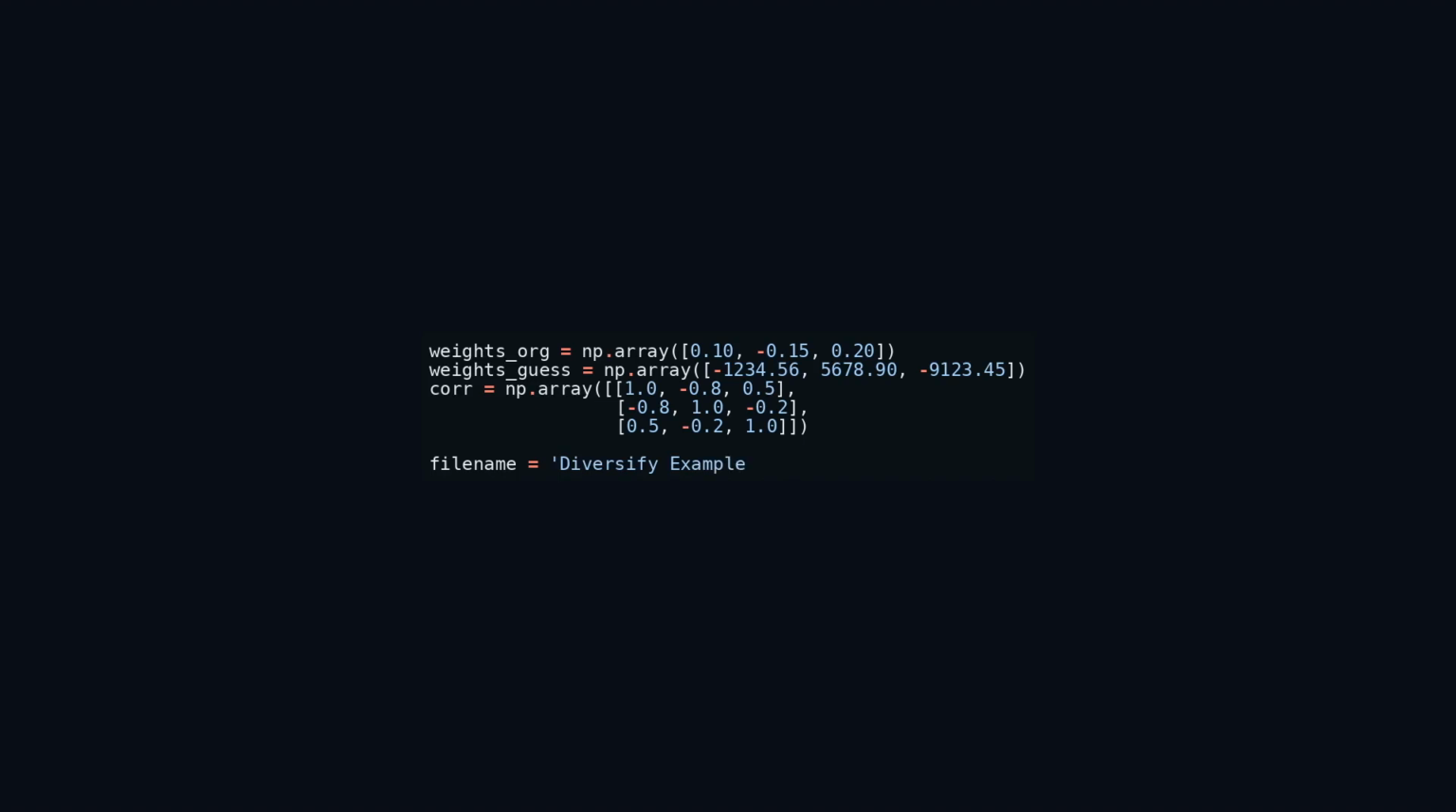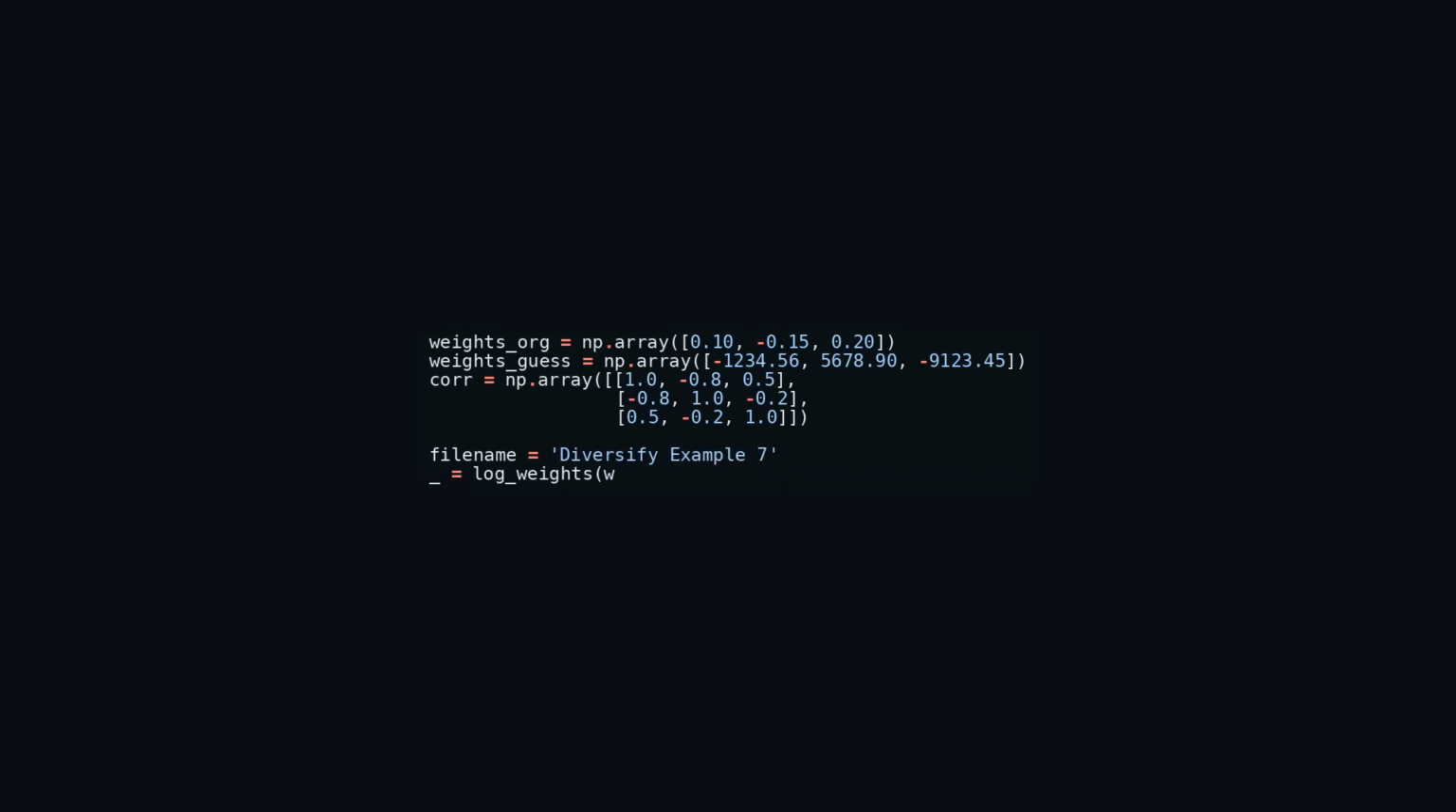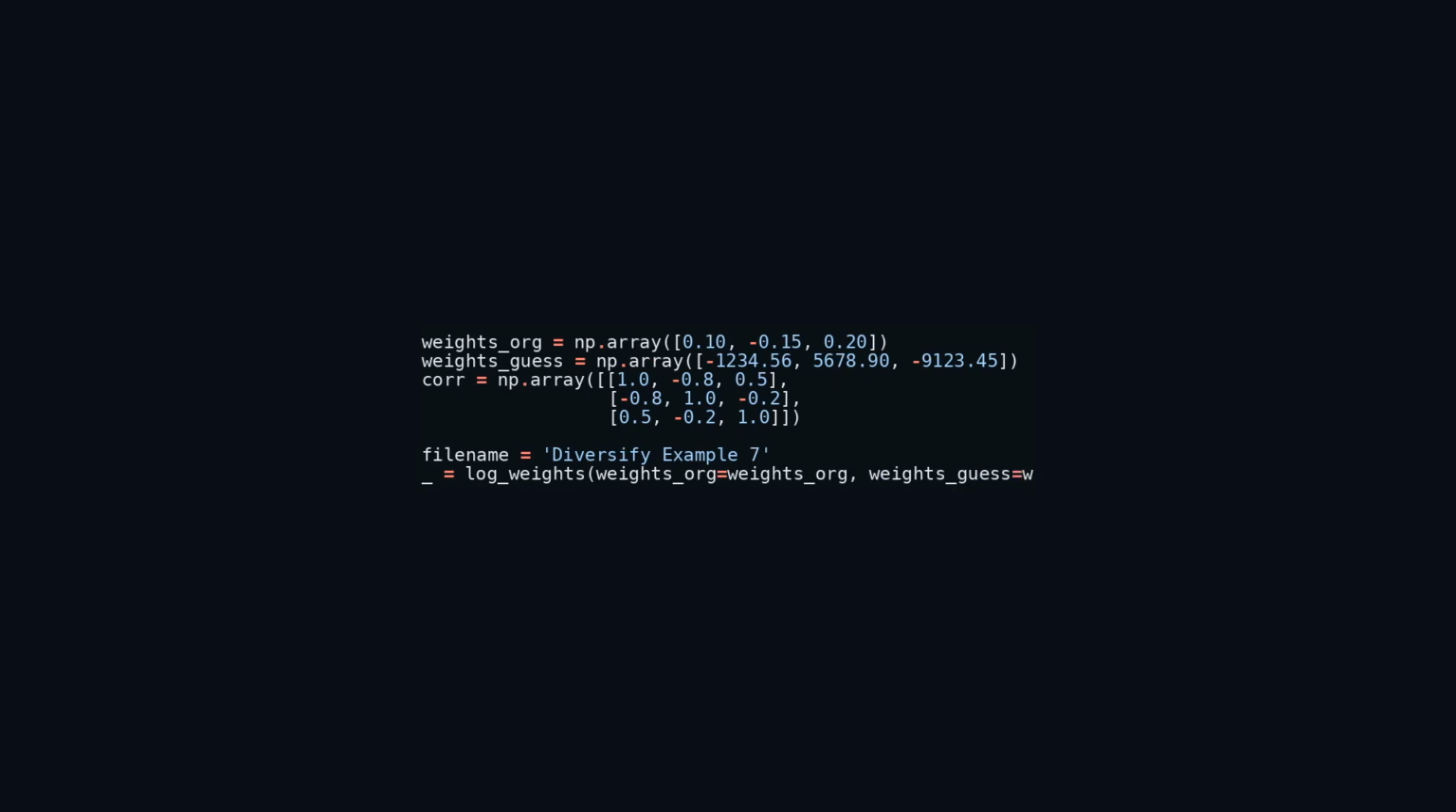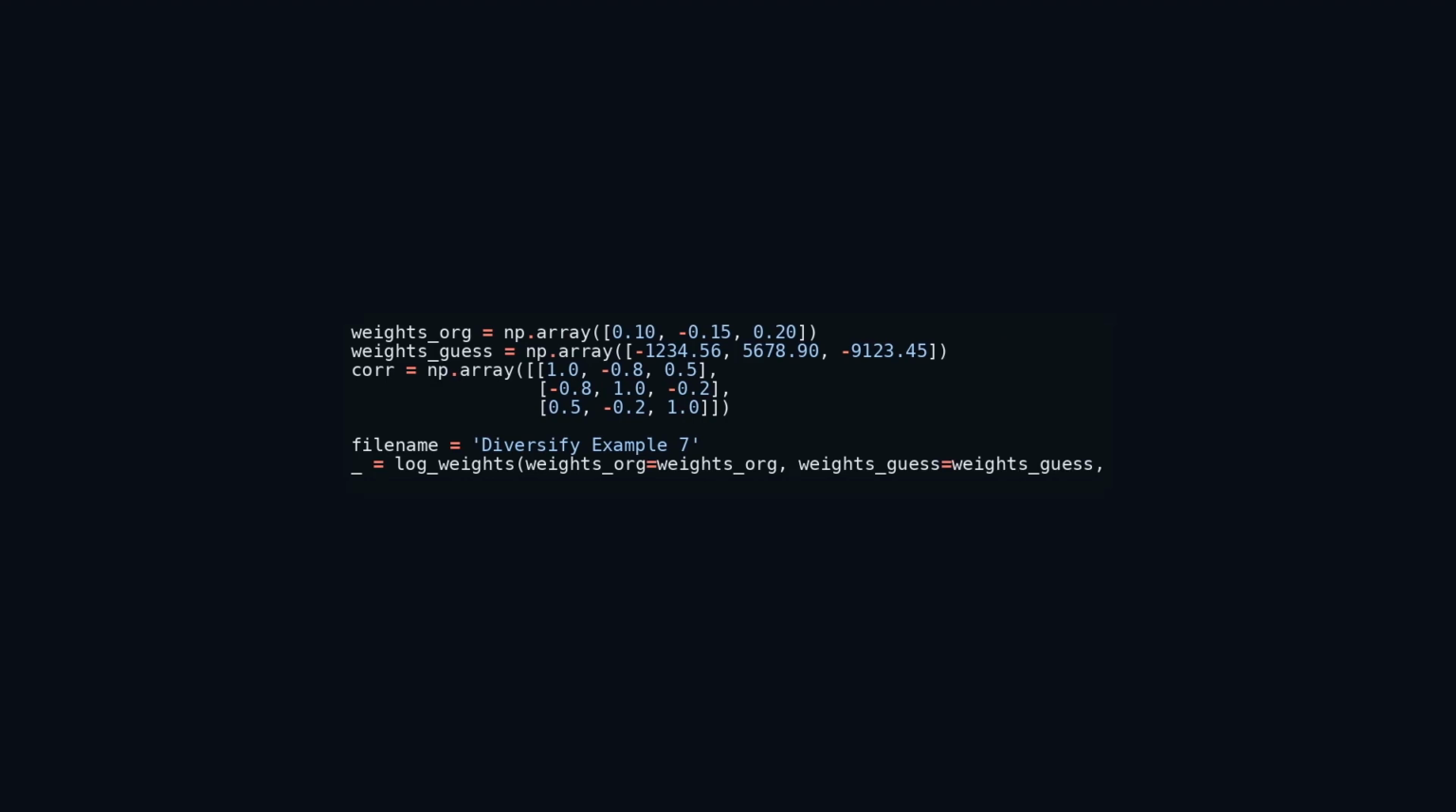The code calls a function named logweights with parameters that include WeightsOrg, WeightsGuess, Core, and filename. This function presumably performs calculations or operations on the given data related to portfolio optimization or diversification. The aim of deploying such a function might be to analyze and optimize a portfolio by taking into account the original weights, assumed weights, and asset correlations. This type of analysis and optimization is commonplace in finance and investment management, as it aids in maximizing returns while effectively managing risks.